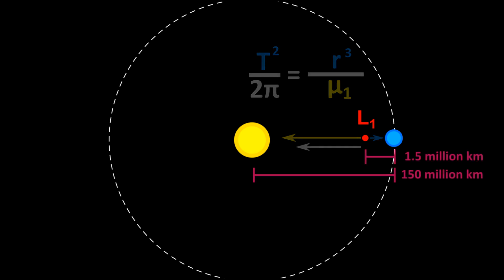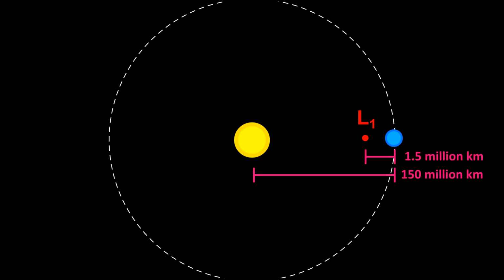In the Earth-Sun system, the L1 point occurs at a distance of approximately 1.5 million kilometers closer to the Sun than the Earth, which orbits the Sun at a distance of about 150 million kilometers.